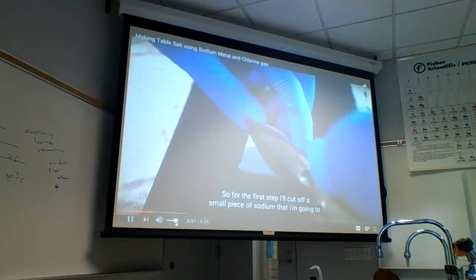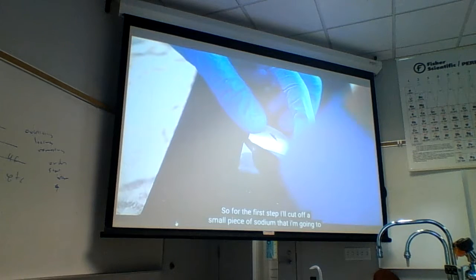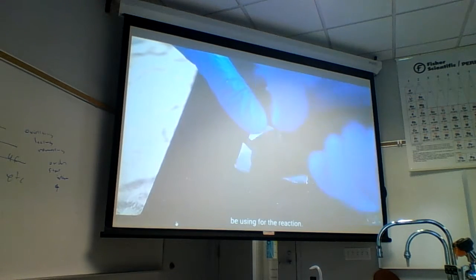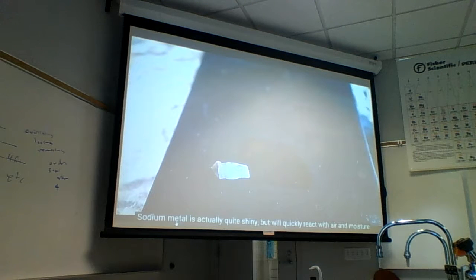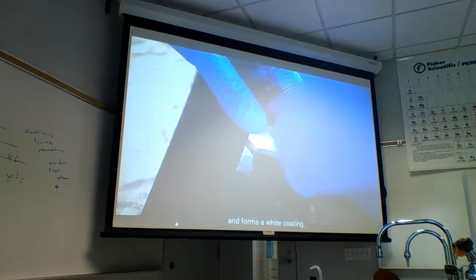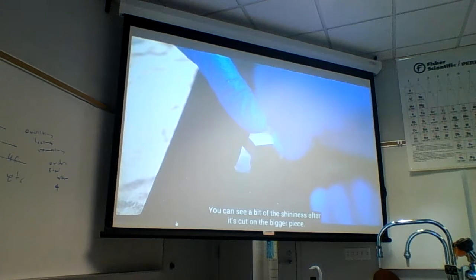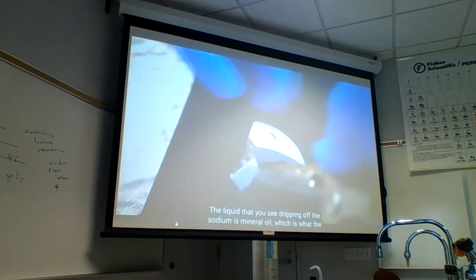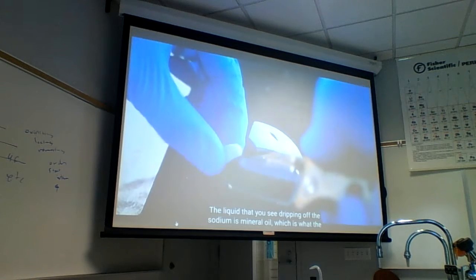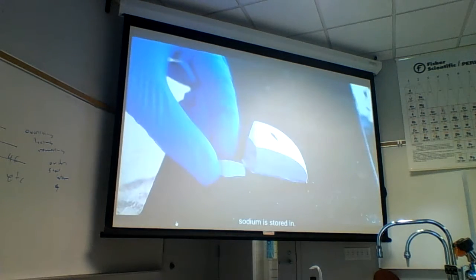So for the first step, I'll cut off a small piece of sodium that I'm going to be using for the reaction. That's wet with mineral oil there. Sodium metal is actually quite shiny, but it quickly reacts with air and moisture and forms a white coating. You can see a bit of the shininess after it's cut on the bigger piece. The liquid that you see dripping off the sodium is mineral oil, which is what the sodium is stored in.